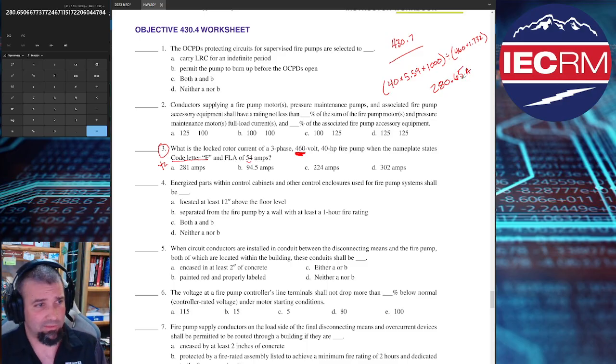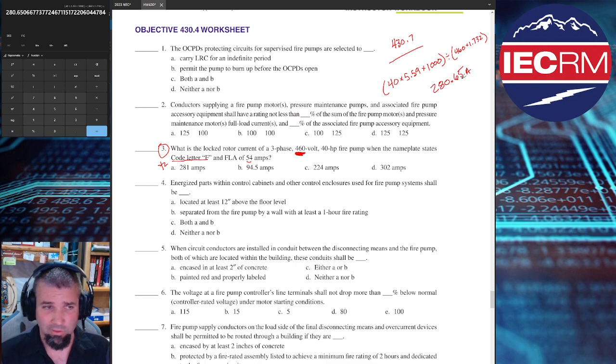There you go. That's how we determine the locked rotor current of that fire pump. Hot damn, did you know? The next one will get a little deeper.